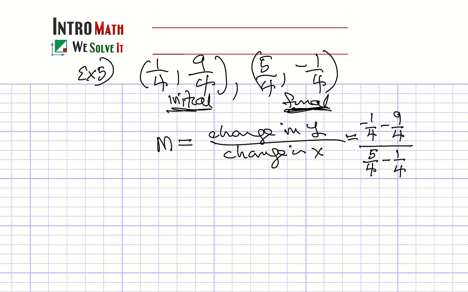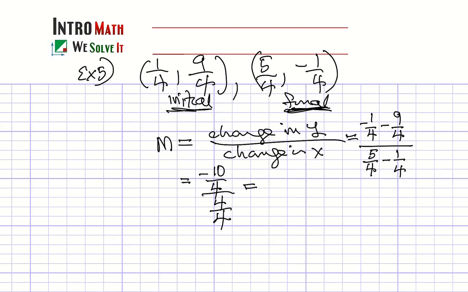You see what I just did, right? You choose which one is final and which one is initial, and then you simplify. So we'll simplify that. What do we get? We'll get minus 10 over 4, over 4 over 4. You see that?